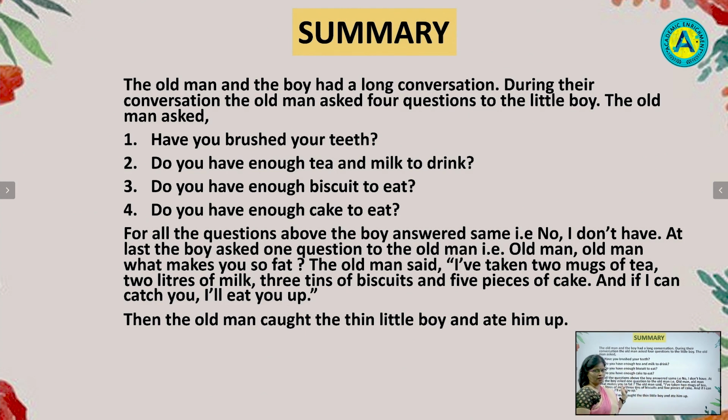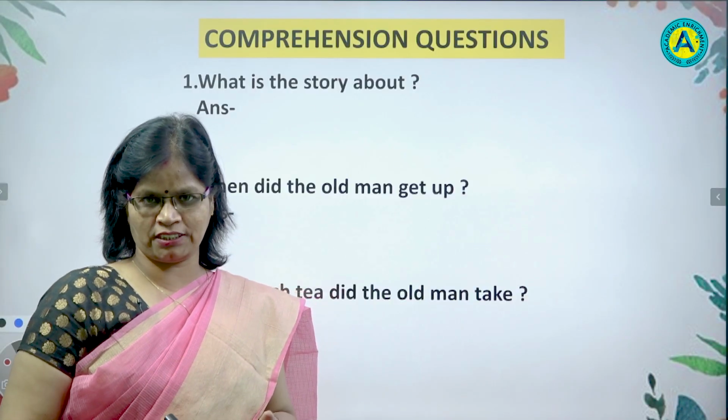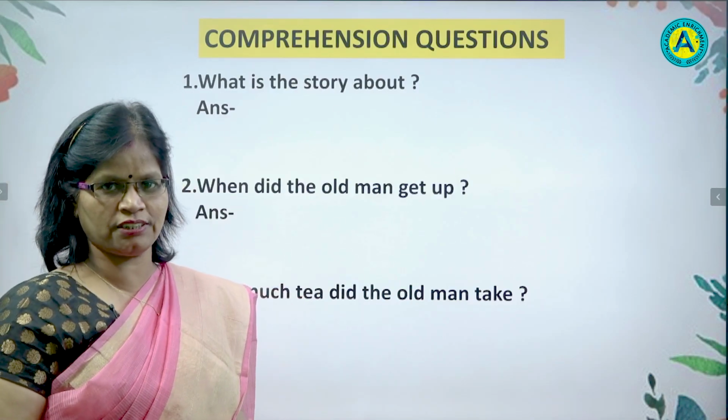At last, the boy asked 1 question to the old man. That is, old man, what makes you so fat? The old man said, I have taken 2 mugs of tea, 2 liters of milk, 3 tins of biscuits and 5 pieces of cake. And if I can catch you, I will eat you up. Then the old man caught the thin little boy and ate him up. So students, we have completed the text. Now let's do some comprehension questions and answers.